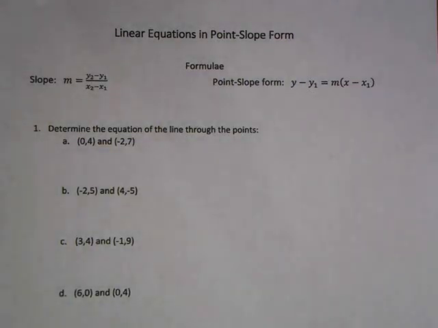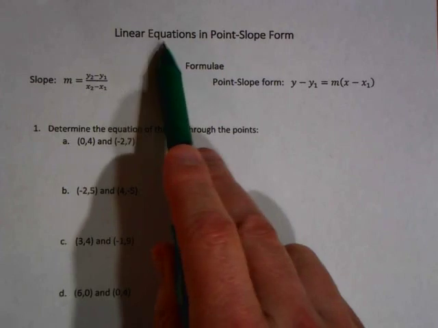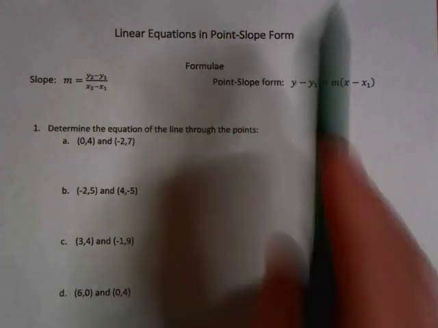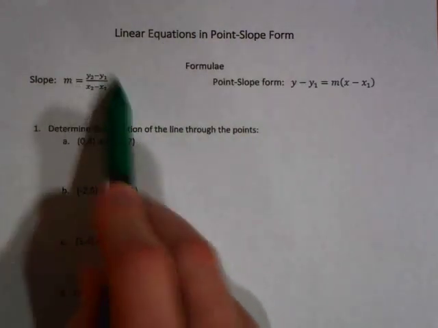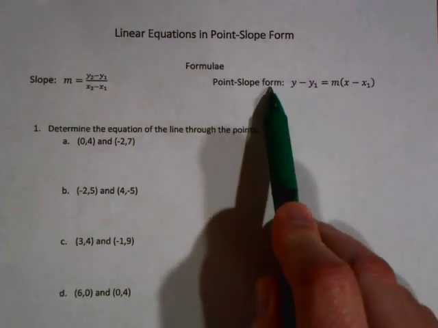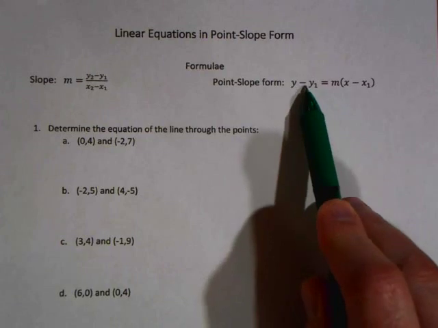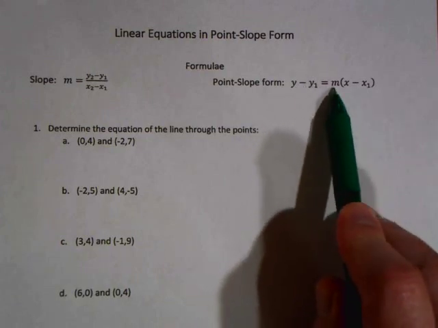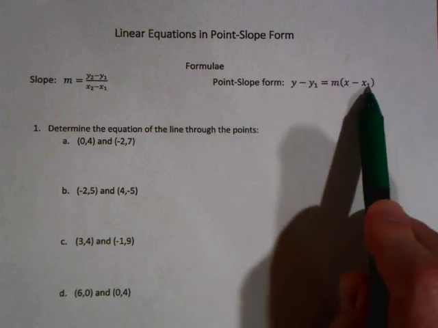Okay, so we're still looking at linear equations, but now we're looking at linear equations in point-slope form. We have the same formula we had last time for slope, but we have a new equation, point-slope form of a line. This is y minus y1 equals m times x minus x1.